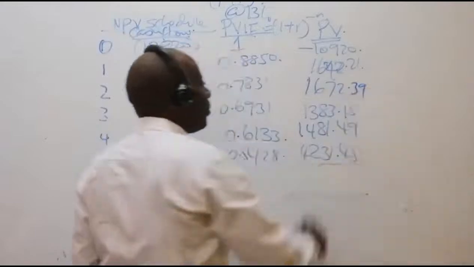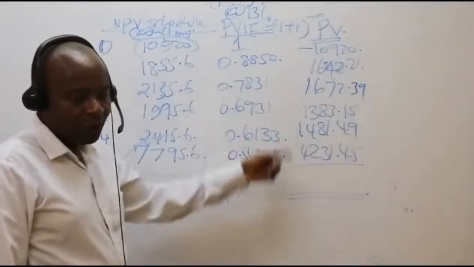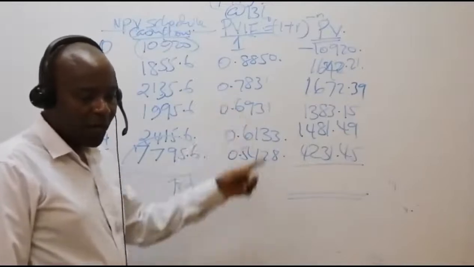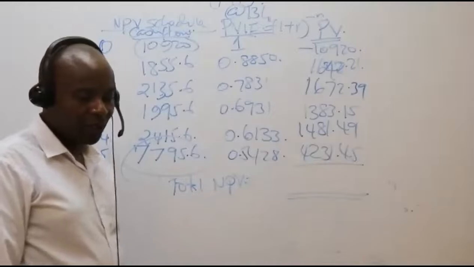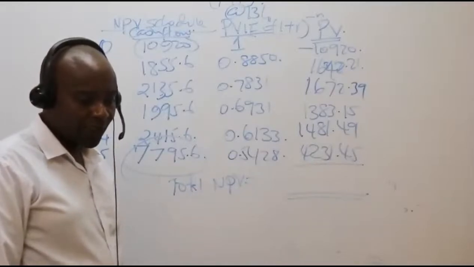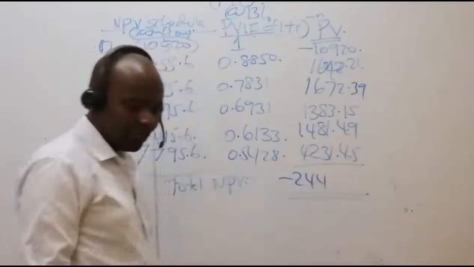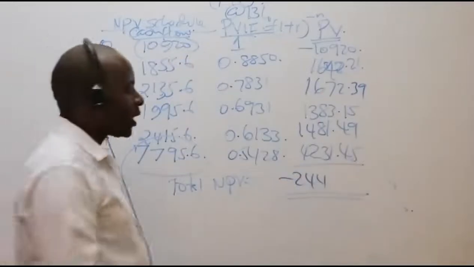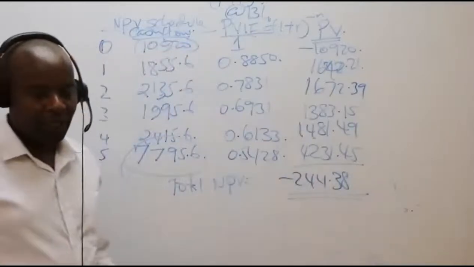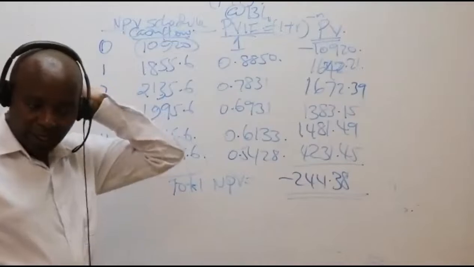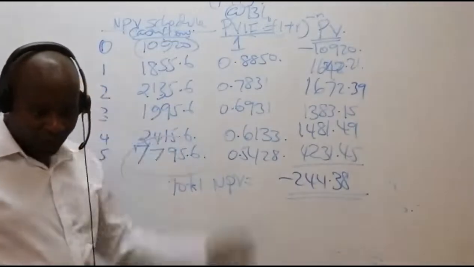So now I suppose that all our figures are correct. So then could you kindly give us the total net present value, which will end up giving us negative 244? Can somebody else confirm this? Negative 244.38. Carol says no, negative 457.